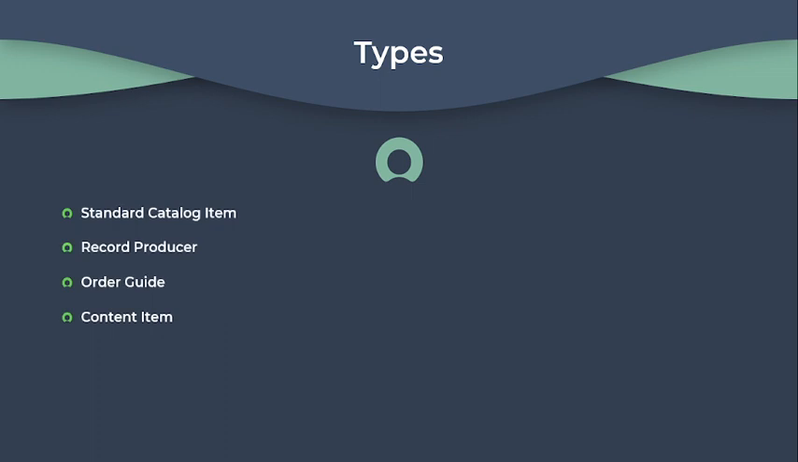In ServiceNow, there are different types of catalog items that serve various purposes, like standard catalog item, record producer, order guide, and content item. The first is standard catalog item. This is the basic type of catalog item in ServiceNow. It represents a single offering or service available for the user to request from the service catalog.